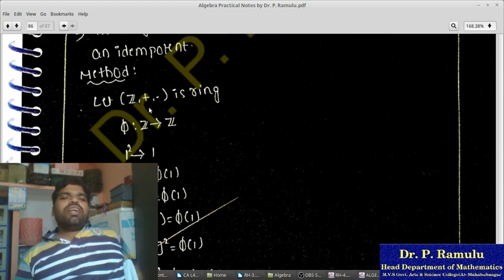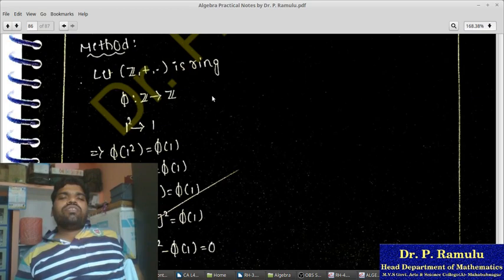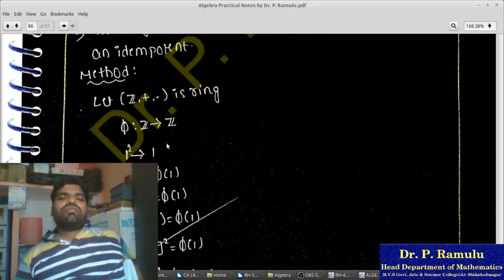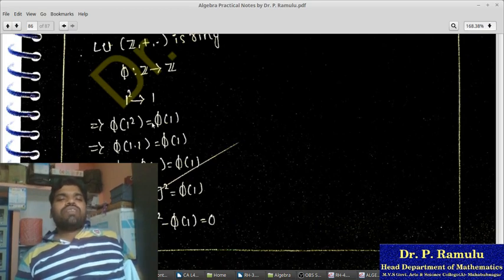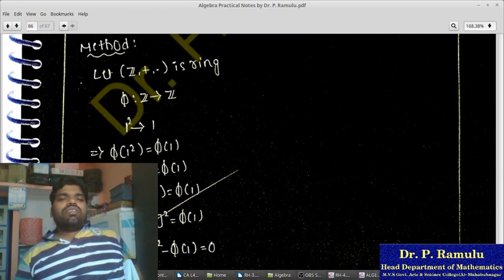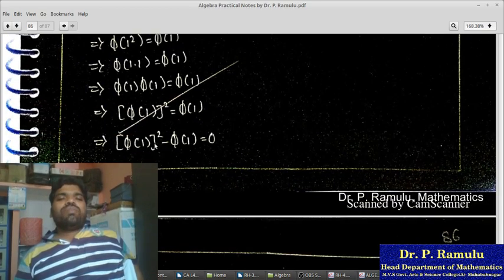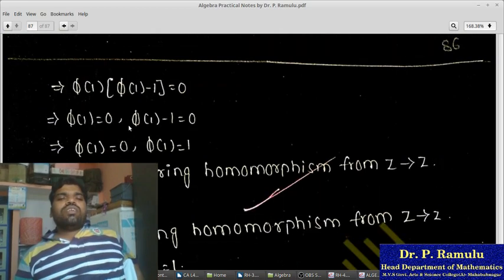Let us begin: Z2 with plus and dot is a ring. I define the map pi from Z2 to Z2. A ring homomorphism carries identity to identity. Taking 1 squared goes to 1 squared. Pi of 1 squared equal to pi of 1, that equals pi of 1 into 1, equal to pi of 1 times pi of 1 since pi is a homomorphism. That gives pi of 1 squared minus pi of 1 equal to 0. That means pi of 1 equal to 0 or pi of 1 equal to 1.